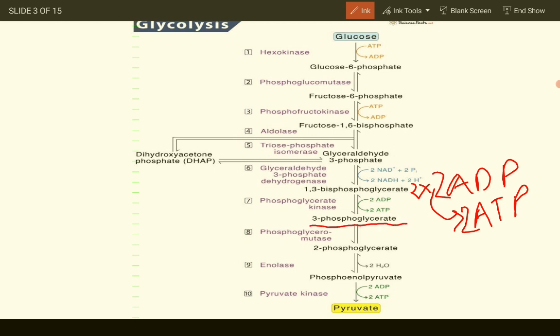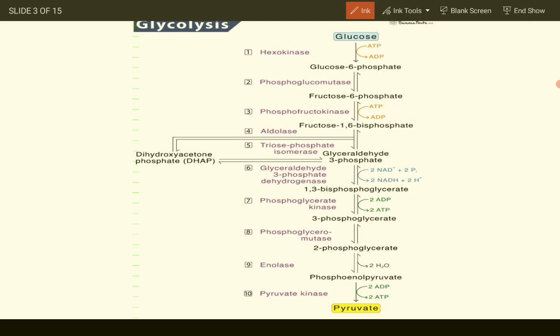Now the next step is where 3-phosphoglycerate is converted into 2-phosphoglycerate, which is of course an isomerization reaction occurring through the phosphoglyceromutase enzyme, right? This is simply an isomerization process. The next step is conversion of 2-phosphoglycerate into phosphoenolpyruvate by the removal of a water molecule, right? This occurs through the enzyme enolase.